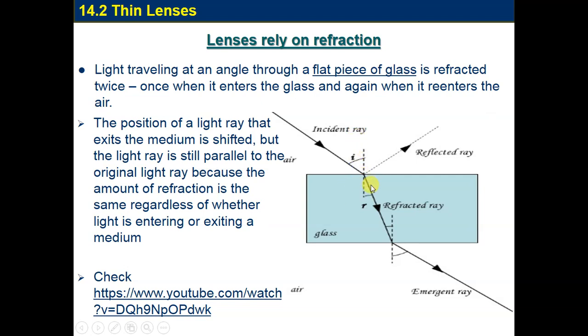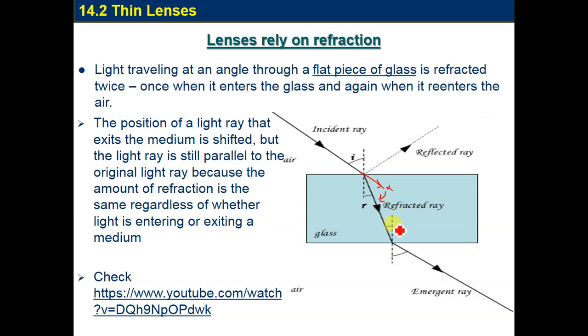So it will bend how? Toward the normal. So this is the original path of the light. So it will not continue straight because it changes speed. The speed becomes lower, so it will bend toward the normal. This is the normal, which is the imaginary line drawn perpendicular to the surface at the point where the light hits the surface.